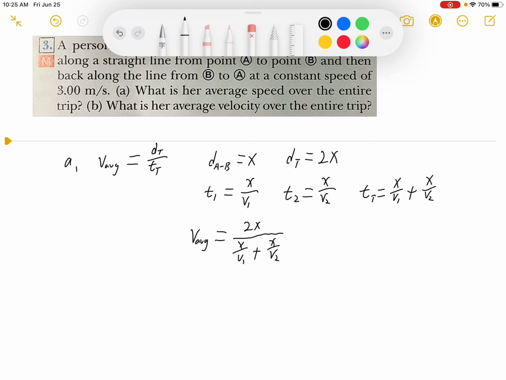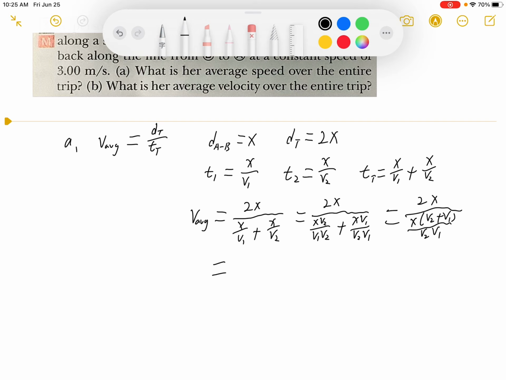over v2. And because we don't know the numerical value of x, we need to get rid of x. So we can combine the denominator, but we have to do some operations. So x times v2 over v1 v2 plus x times v1 over v2 v1. So combine this together, we will have 2x over x times v2 plus v1 over v2 v1. And then we can cancel the x, we will have 2 over v2 plus v1 divided by v2 v1.